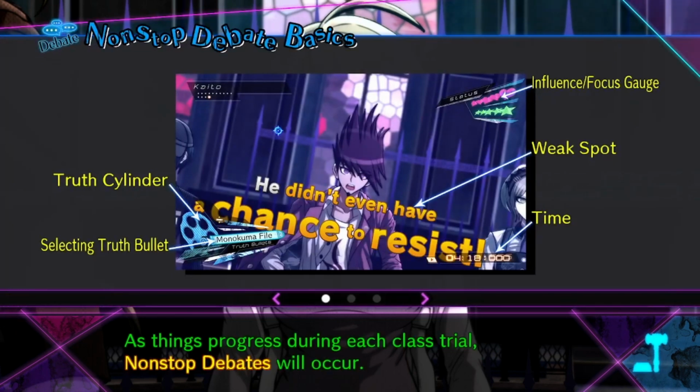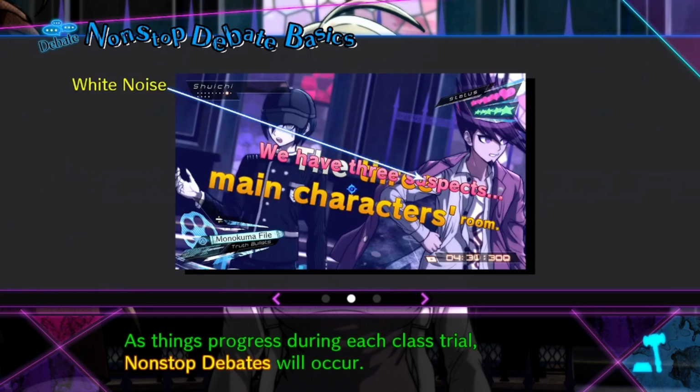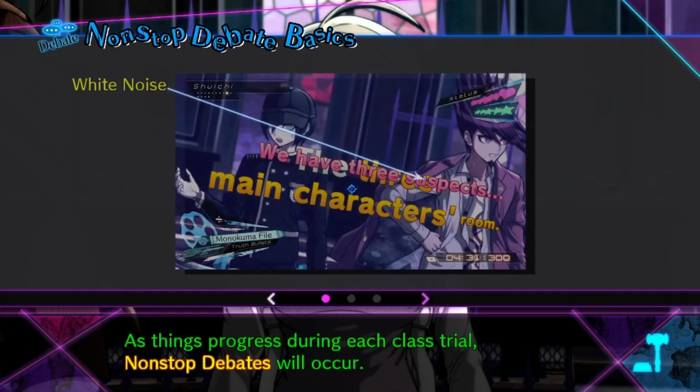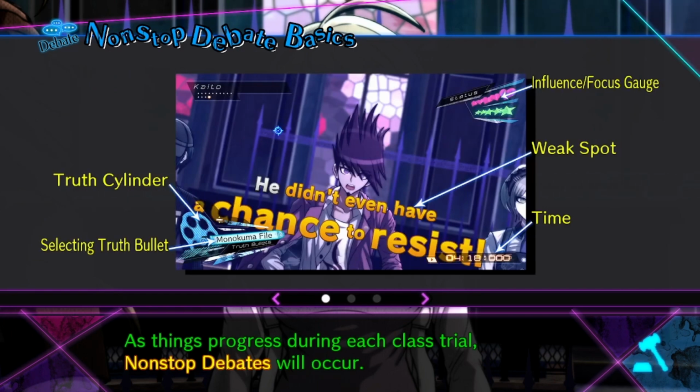As things progress during each class trial, non-stop debates will occur. True cylinder. Okay, so all of this is still the same. White noise is still pink. Okay, that's good. And this is for Xbox controls, but I'm using the keyboard, so that doesn't affect me.